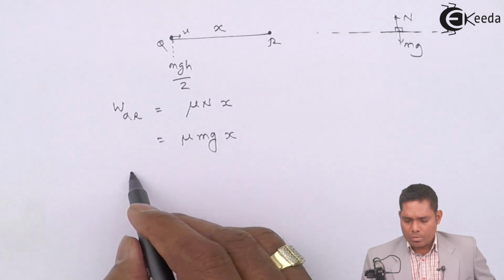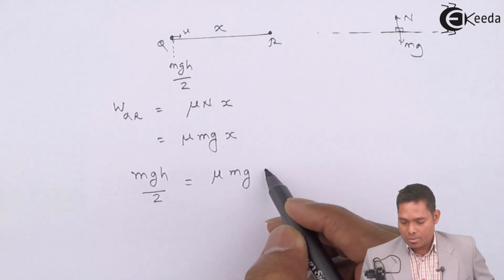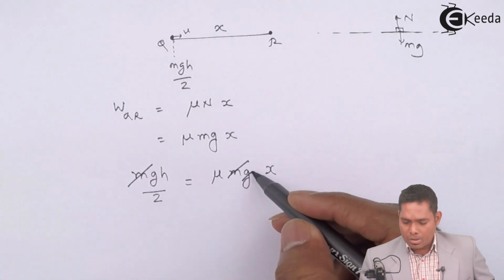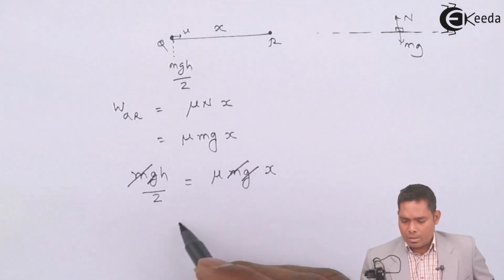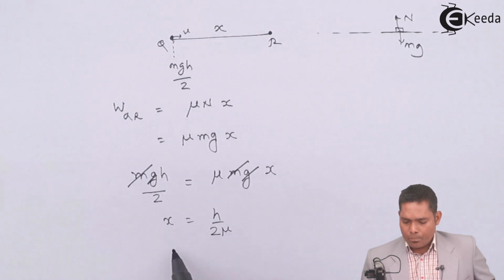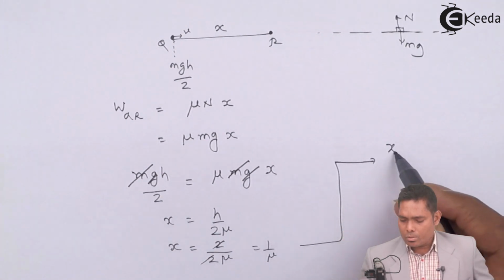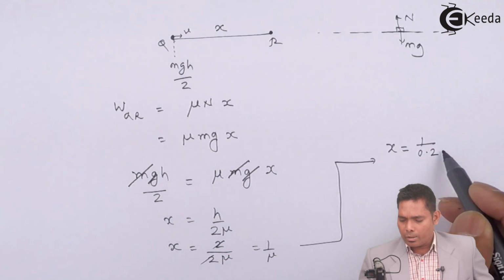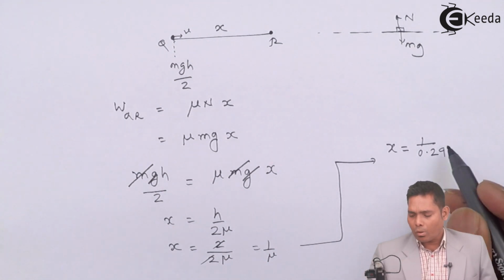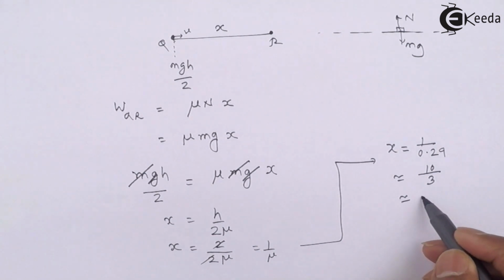So therefore mgh divided by 2 must be equal to mu mgx. If I solve, mg cancels. Then from here x can be obtained by h by 2 into mu. So that means x equals, h is 2 meter, 2 divided by 2 by mu. 2 cancels, it is 1 by mu. So therefore x equals 1 divided by 0.29, which is approximately equal to 3. If I solve with 3 approximately, then this is 1 divided by 10 by 3, which is approximately 3.33.